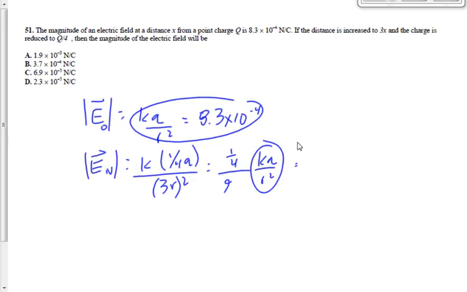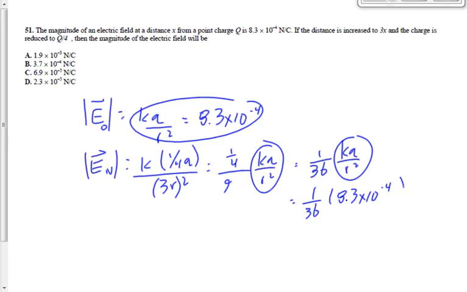1 over 36. Okay. You had the right idea. You just multiplied 4 by 9 wrong. That's all. And the value of kq over r squared is 8.3. Listen, if you're not sure how to divide fractions, do it on a calculator, okay? So it works out.